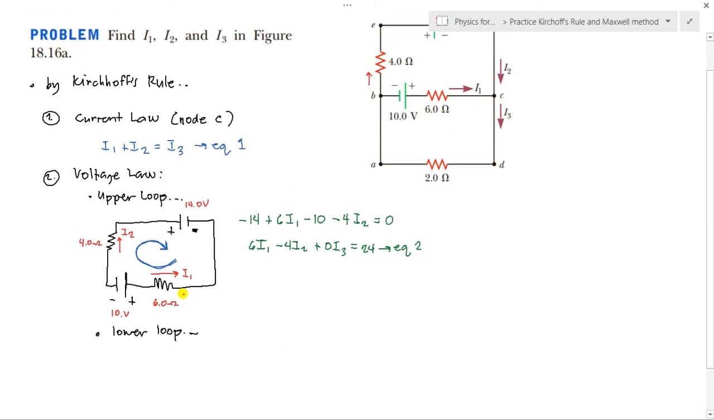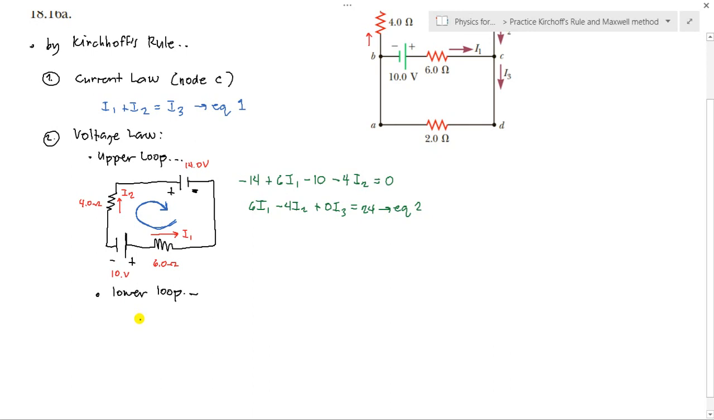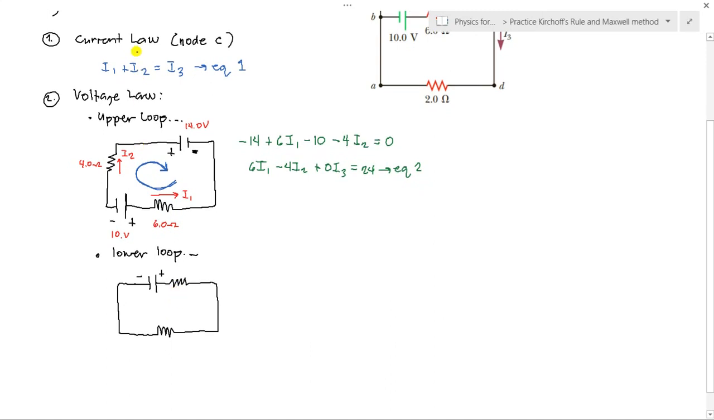So at the lower loop, we are drawing the lower one. We have the 10 volt battery, then a resistor here, then another resistor here, then back. Then please don't forget to indicate the sign of the terminal sides of the battery. Then this is a 6 ohm resistor, this is a 6 ohm resistor, then this is 10 volts, and in the lower branch a 12 ohm resistor.